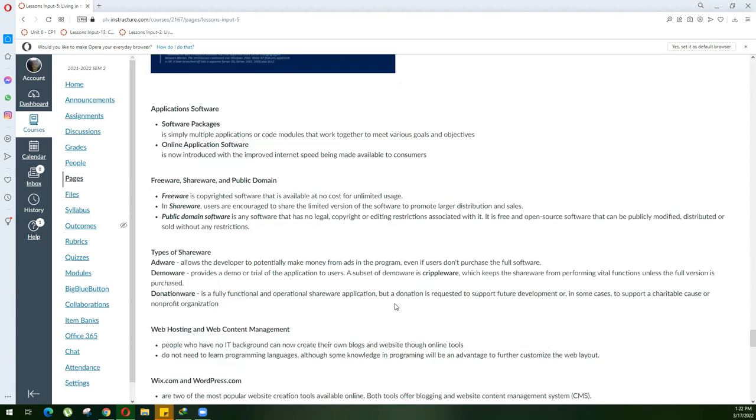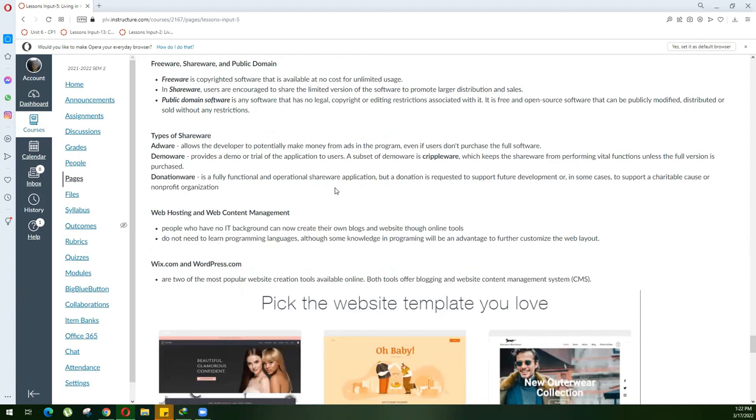Application software consists of software packages and online application software. Software packages are simply multiple applications or code modules that work together to meet various goals and objectives, while online application software was introduced with the improved internet speed being made available to consumers.